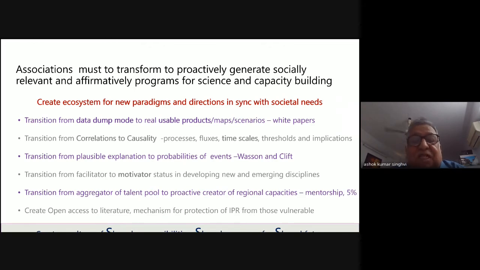The second important change we need to make is to move away from correlations to causality. We often see people correlate with various global events without causality. Even in this Congress, we saw many papers that claim medieval warming or whatever scenario, which is not correct. Causality is an area that we need to develop, where we talk in terms of processes, fluxes, time scales, thresholds, and implications. There should also be a factor of the amplitudes of the proxies. I'll come to it in a minute in the next slide, I suppose.